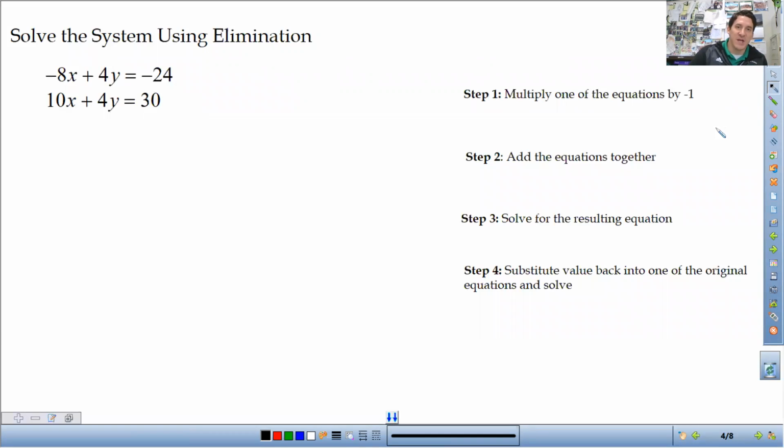There are two ways to go about this. One, you can subtract the equations. Some kids like to do that, but kids get confused, especially if something down here is negative, so minus negative starts to get confusing. What I like to do, step one, is multiply one of the equations by negative 1. It doesn't matter which one you choose. I'm going to multiply the top equation by negative 1.